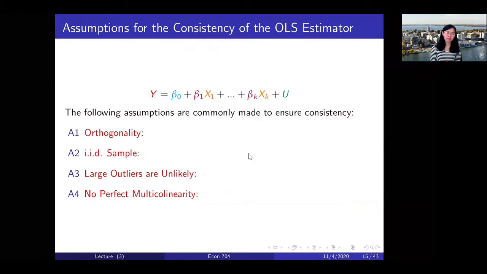Basically, there are 4 assumptions here. The first assumption is orthogonality. Second assumption is IID sample. Third is unlikely large outliers. And 4 is no perfect multicollinearity. Let's explain each of them. Let's first define each of them and then explain them one by one.